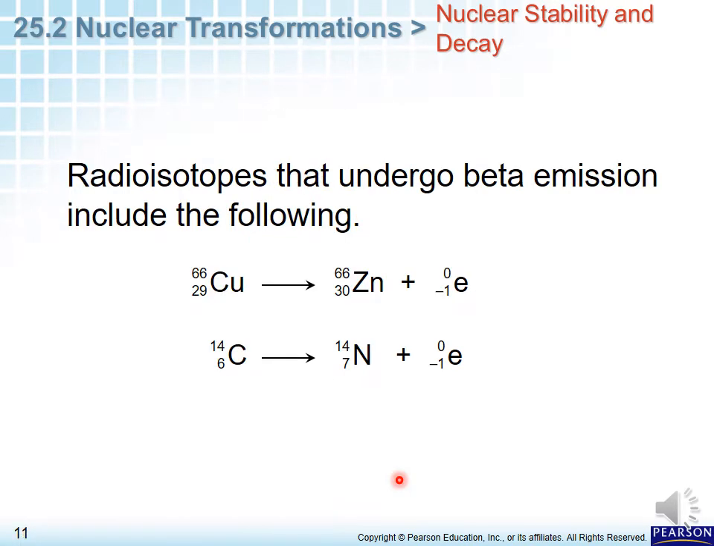Remember this slide. Now you can see radioisotopes that undergo beta emission include the following: copper. Copper has atomic number 29, it becomes 30, meaning one proton is added and the atomic number increases, and a beta particle is eliminated. Same thing here with carbon. The carbon-14 isotope has atomic number 6, it becomes 7, so carbon becomes nitrogen, and one beta particle is eliminated here as well. This is called beta emission.